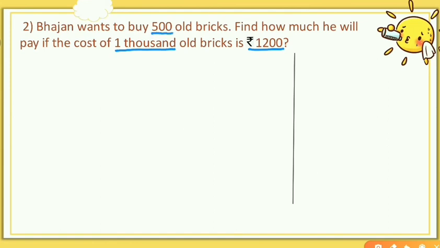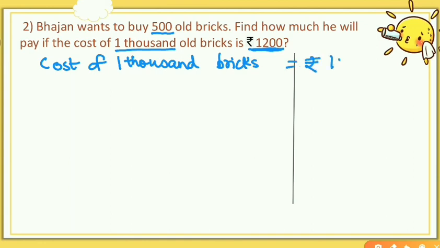And this 500. What is this 500? This is the number of bricks Bhajan wants to buy. So let's start writing the statement first. Let's write: rupees 1200 is the cost of 1000 old bricks. So here we write, cost of 1000 bricks is how much? Rupees 1200. This is given in the question.